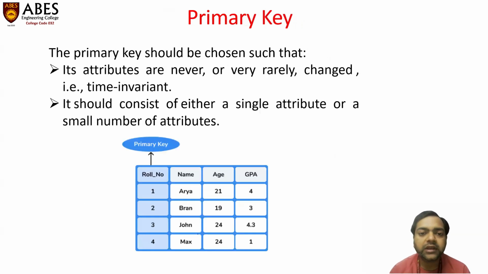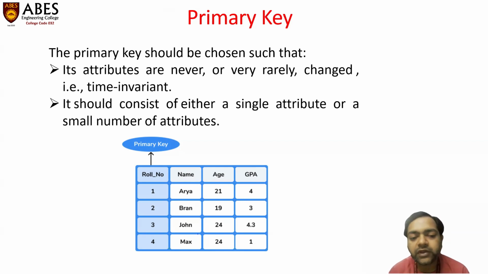So in the case of primary key, the attribute whose values are never or very rarely changed can be chosen as the primary key. And it should consist of either a single attribute or a small number of attributes. So basically in the case of primary key also, we can have only one attribute that is enough to identify a particular row in a table, or we can have multiple attributes, but we should remember that a small number of attributes should be chosen, right?